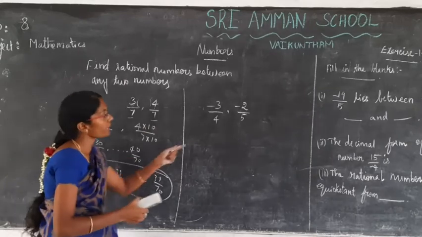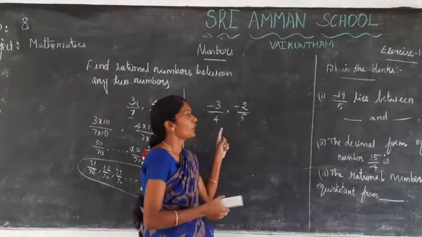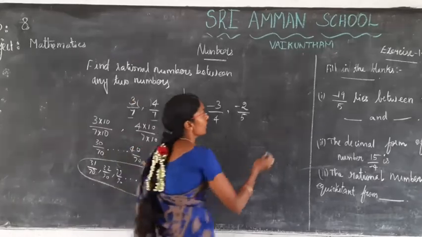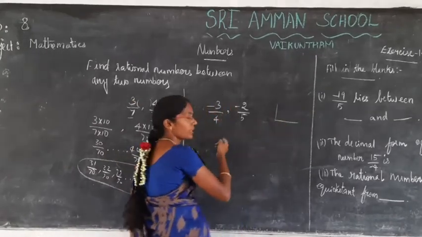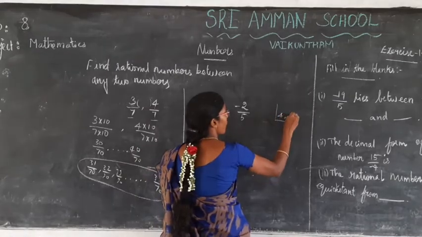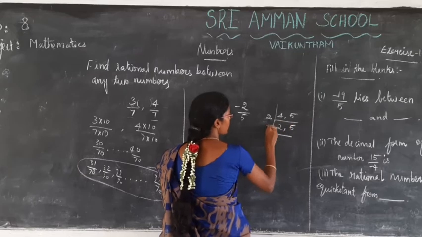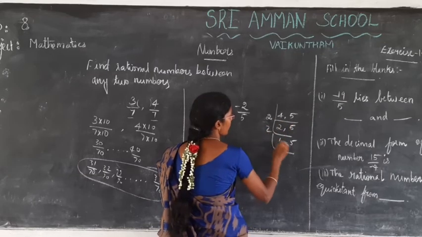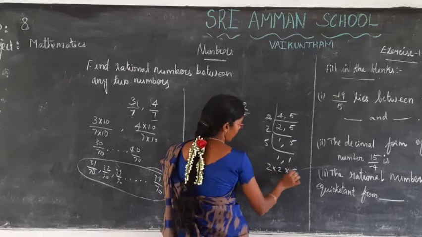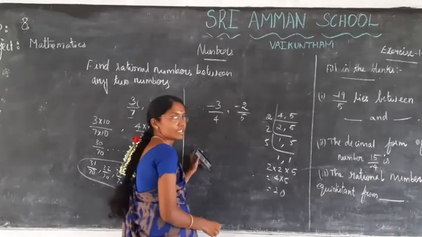So if the denominators differ, how will you find? We already discussed: if the denominators differ, you have to take the LCM so that you can easily make the denominators the same and find the numbers. So see here, 4, 5: 2 table, 2 2s are 4, 5; 2 1s are 2, 5; 5, 1, 1. So 2 into 2 into 5, 4 into 5, which is equal to 20.